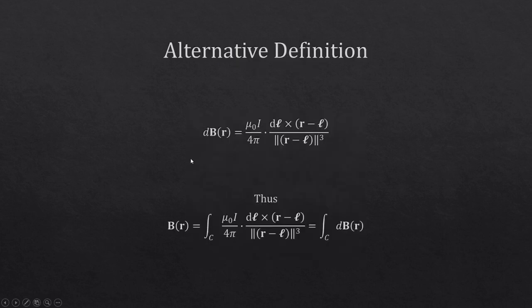Some textbooks might write it differently. They might define the function b as a vector field representing the magnetic field, and then they might introduce the symbol dB. dB is not the differential form of b, rather it's shorthand for this large expression. Intuitively, this is the infinitesimal magnetic contribution onto r due to a point L on the wire. Integrating this throughout the bounds of C, we get our familiar Biot-Savart law.